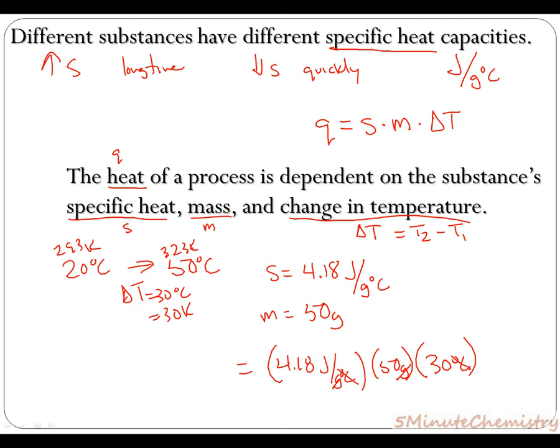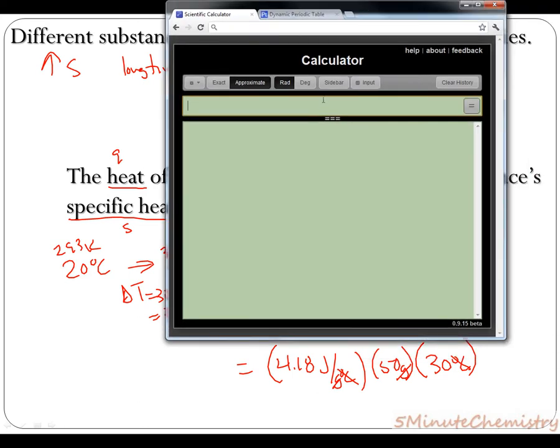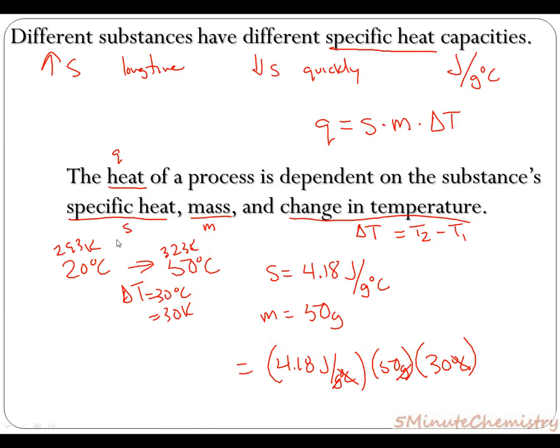When we do the math on this, let's go ahead and work that out. We're going to see it is 4.18 times 50 times 30, and that comes out to 6,270. So 6,270 joules of energy would be required to heat up 50 grams of water from 20 to 50 Celsius.